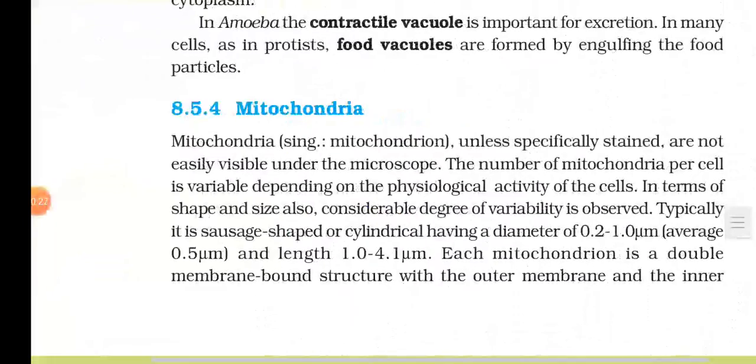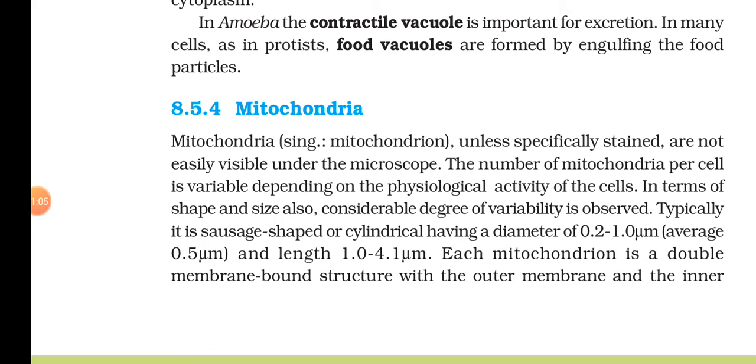So mitochondria, already you know, it is known as the powerhouse of the cell, isn't it? And the number of mitochondria per cell depends upon the physiological activity of the cell. What kind of function they do, on that basis the number of mitochondria in a cell varies. In shape and size also, we can see considerable variation. The different cells are having different shaped mitochondria.